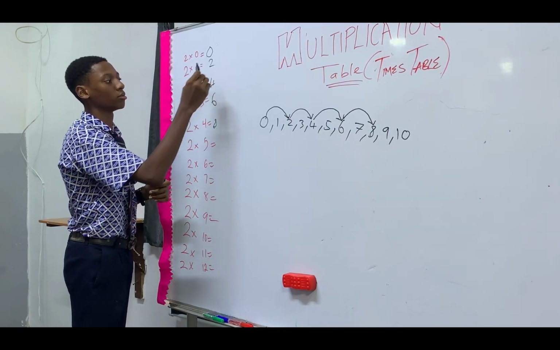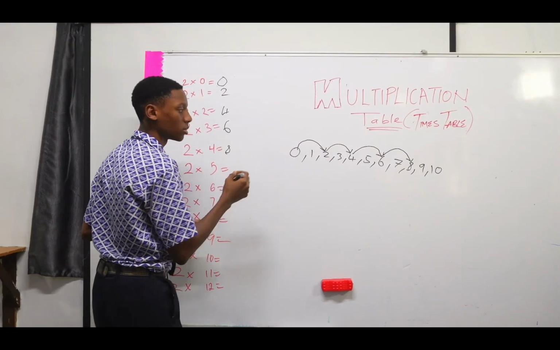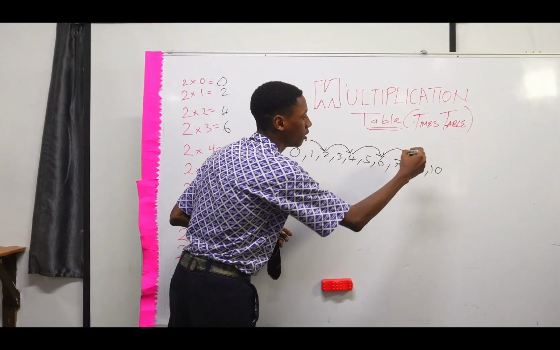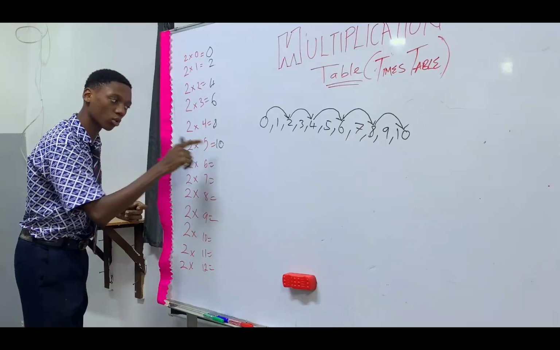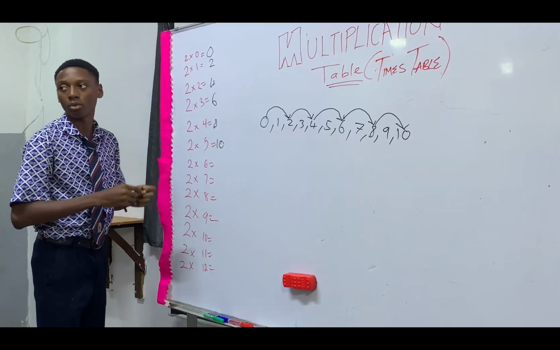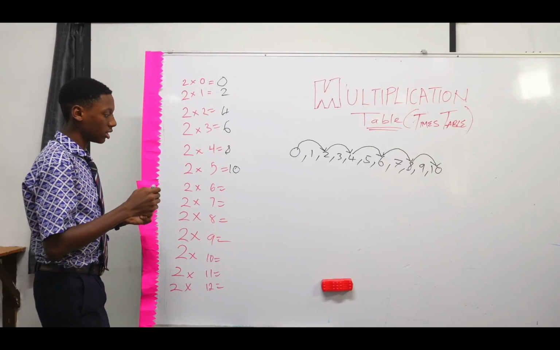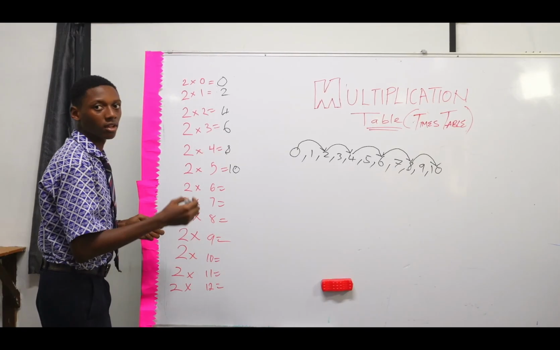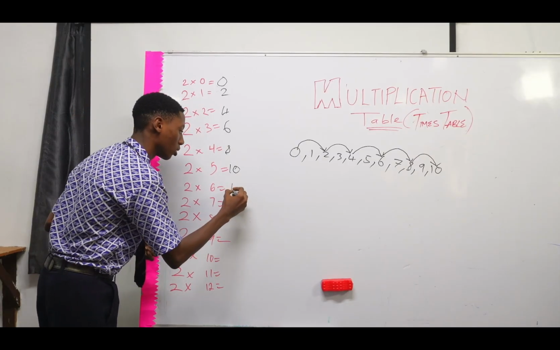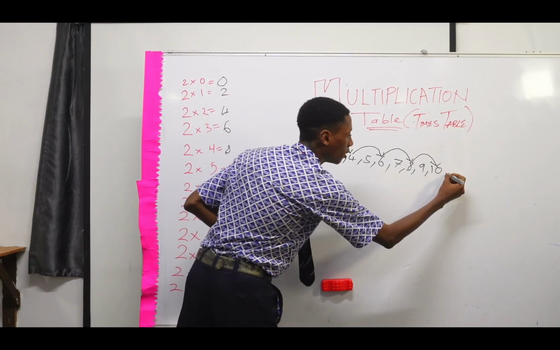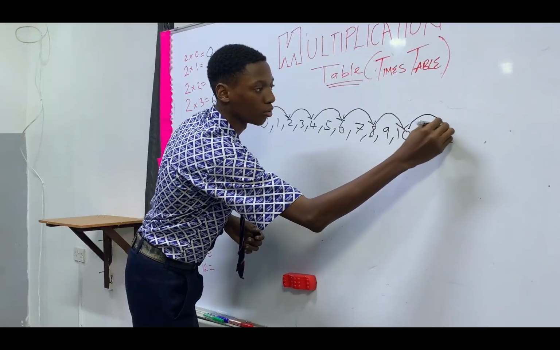Now, 2 is an even number, 4 is an even number, 6 is an even number, 8 is an even number. Now, for 2 times 5, we skip this next number again to give us 10. And here we have 10. 10 is also an even number. So on the 2 times table, all the numbers are even numbers. Now, if you can guess what is the next even number, which is 12, you're correct, because here we skip 11 and go directly to 12.